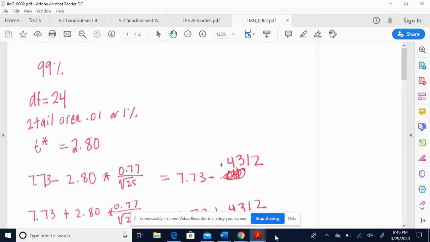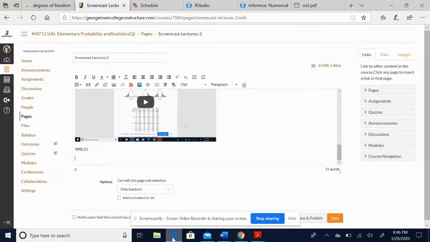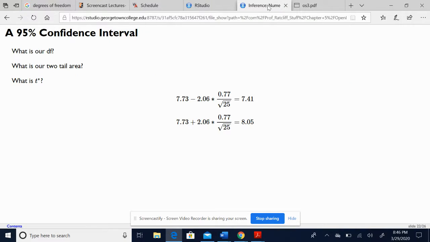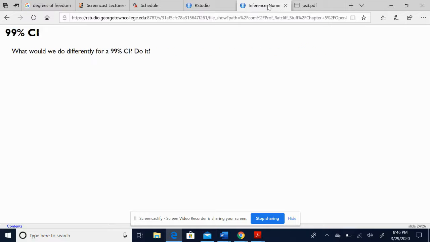Okay, so when we were looking at the last slideshow, we had this 95% confidence interval calculated for the hours of sleep the average New Yorker gets per night. And the question asked us to change that to a 99% confidence interval. What would change? In the lecture, we talked about the T star value would change because we're going to have a different amount of area in those two tails.